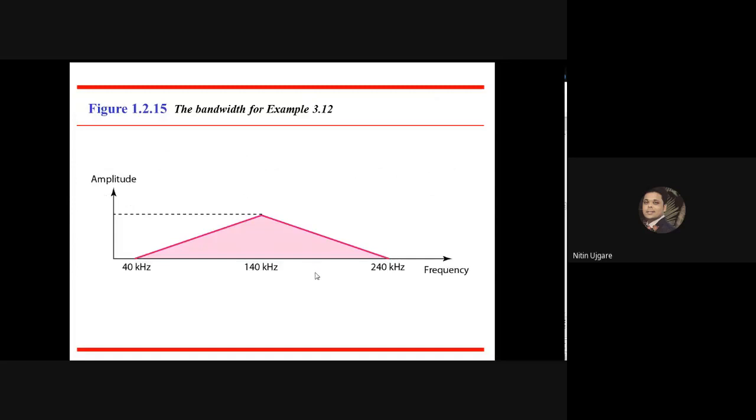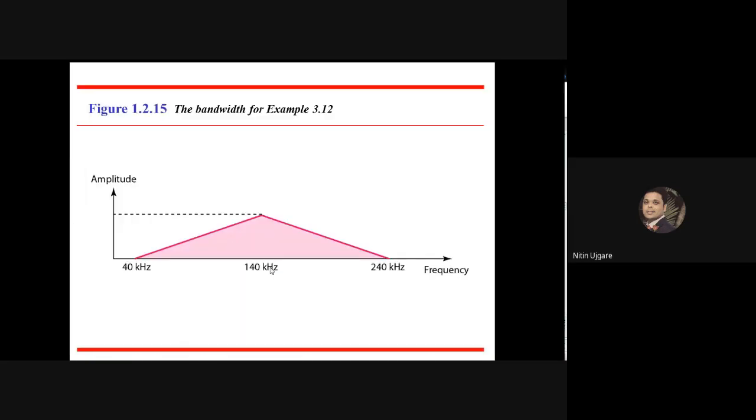So let me show you. As it is mentioned that the extreme frequencies, the lowest and highest, have amplitude 0, the amplitude of this lowest frequency and the highest frequency is 0. But it has a frequency of 40 kilohertz. The total bandwidth given to us is 200 and the middle frequency is 140 kilohertz.